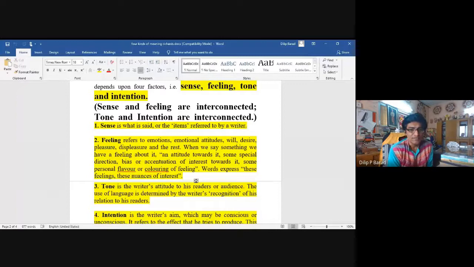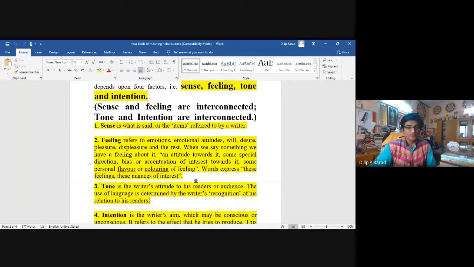Now, for example, we see that sense and feeling are connected with each other. Sense means the items, the words, the metaphors which are referred to by the writer. And feeling is whatever the sense will convey, the feeling will be connected with it. That is our attitude towards it, a kind of special direction that we want to give to a particular thing, a bias or accentuation of interest towards it, or some personal flavor or coloring of feeling. This all becomes part of a feeling that is interconnected with the sense there.